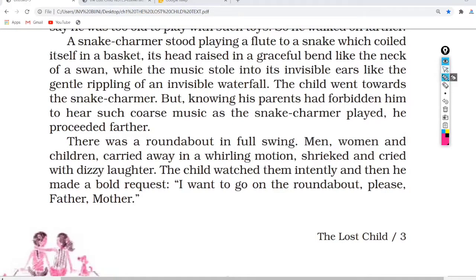Snake charmer. So this time you see a snake charmer stood playing a flute to a snake which coiled itself in a basket. Its head raised in a graceful bend like the neck of a swan, while the music stole into its invisible ears like the gentle rippling of an invisible waterfall. Rippling of the waterfall.